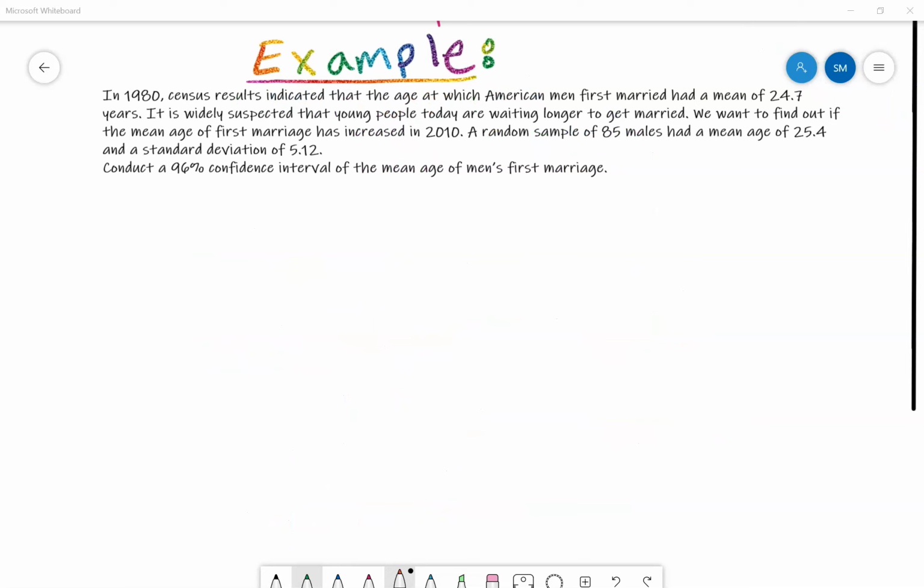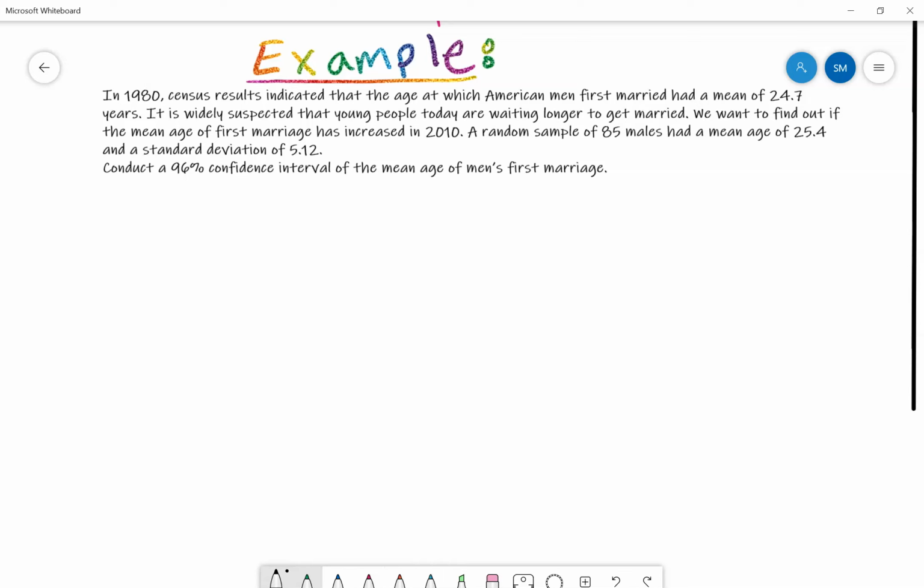All right, so our example that we're going to be checking out is the one about marriage. It says in 1980, census results indicated that the age at which American men first married had a mean of 24.7 years. It is widely suspected that young people today are waiting longer to get married. We want to find out if the mean age of first marriage has increased in 2010. A random sample of 85 males had a mean age of 25.4 and a standard deviation of 5.12. Conduct a 96% confidence interval of the mean age of men's first marriage.